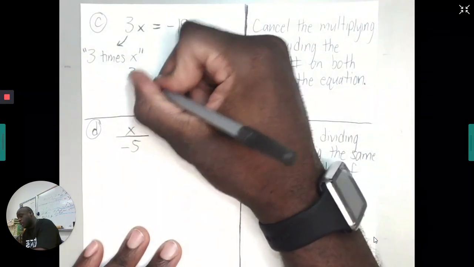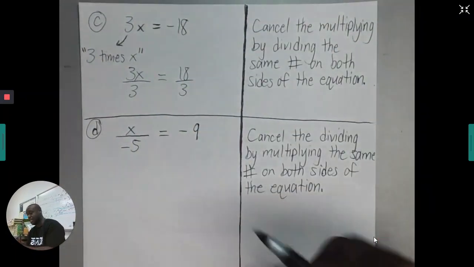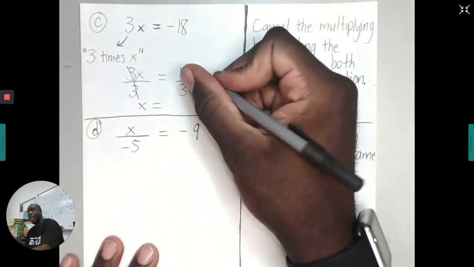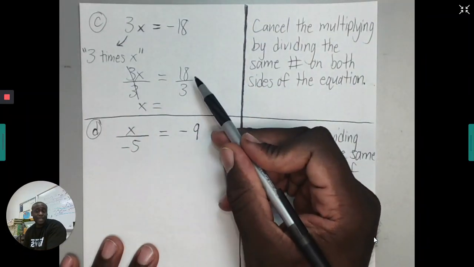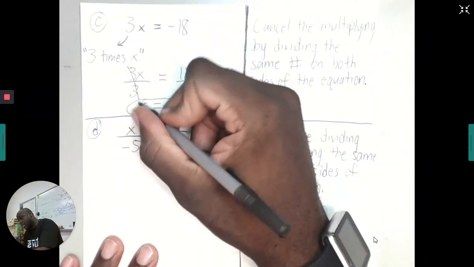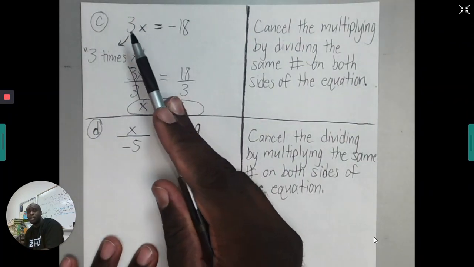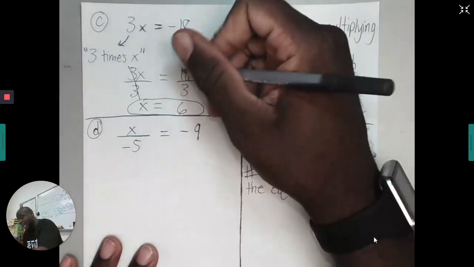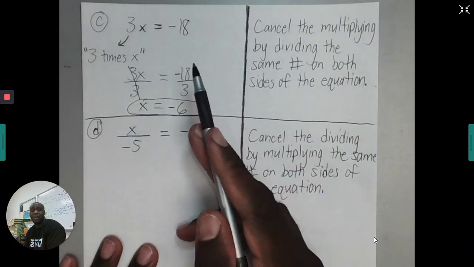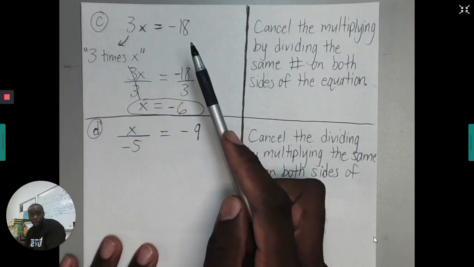So we're going to divide by 3 on both sides. It cancels on the left side of the equal sign, and we're left with x equals negative 18 divided by 3. Now negative 18 divided by 3 is negative 6. So negative 6 is the only value for x that will make this equation true, because 3 times negative 6 is equal to negative 18.